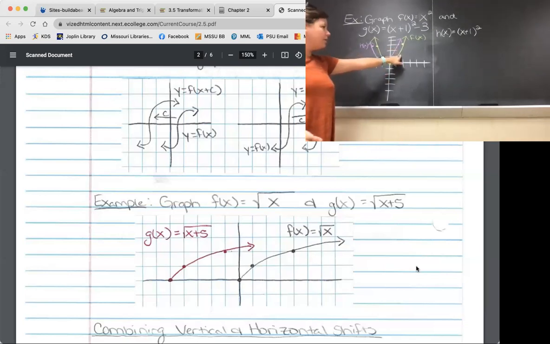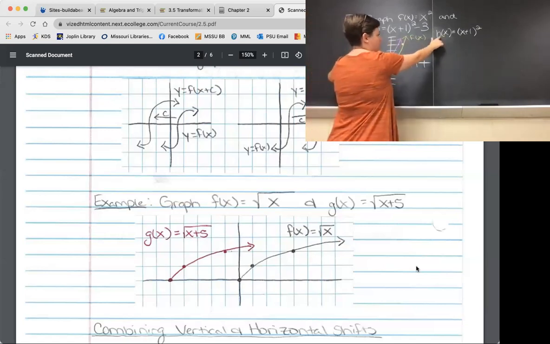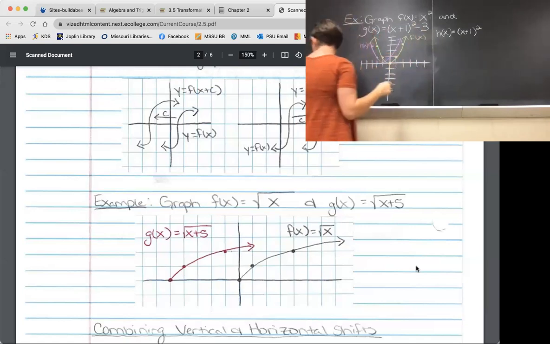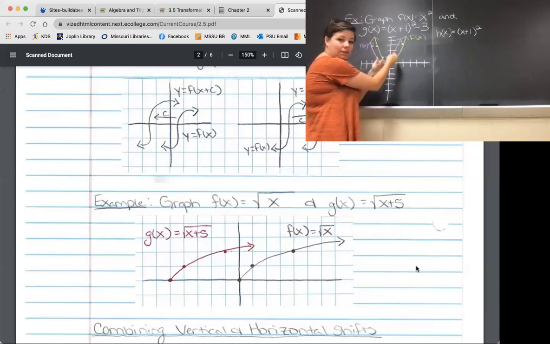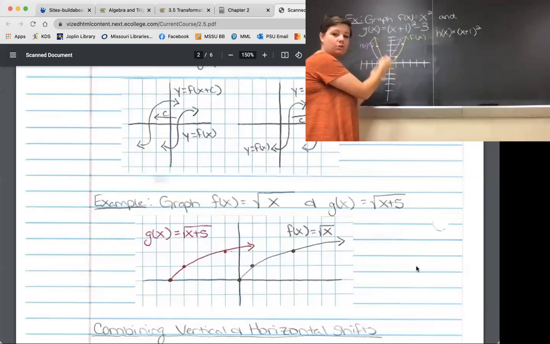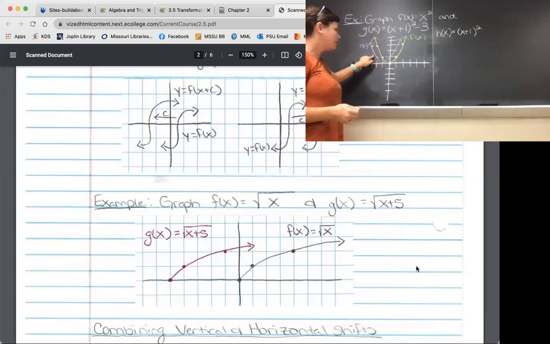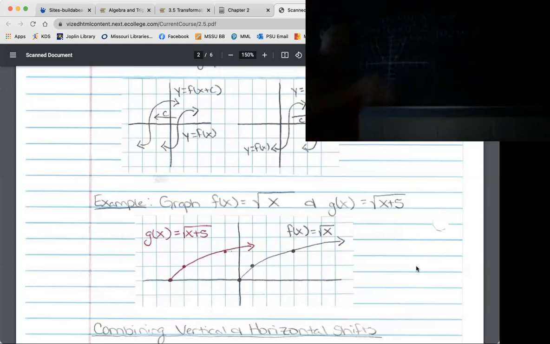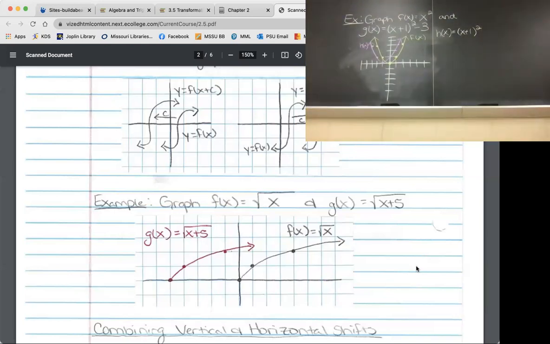So I started with my f of x. I shifted everything to the left one place for my h of x. So I've gotten this part done. Now I need to do my -3 for my vertical shift. I did my horizontal shift. Now I need to do my vertical shift. So I don't start back here at the original equation or the original picture. I'm going to start with my h of x picture because I already did my horizontal shift. So the only thing left is the vertical shift.